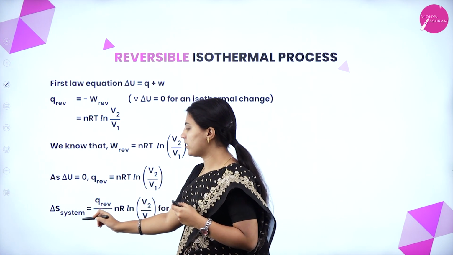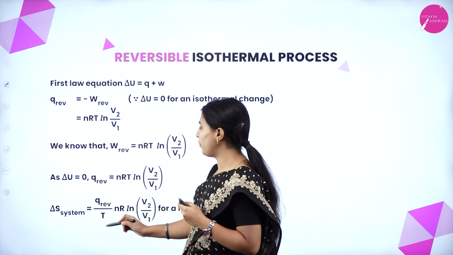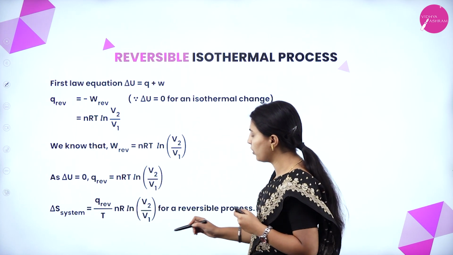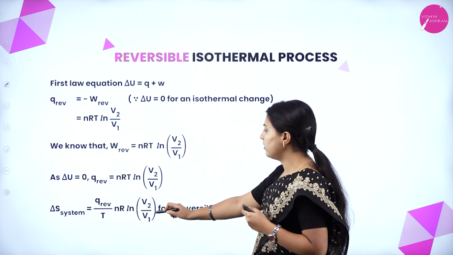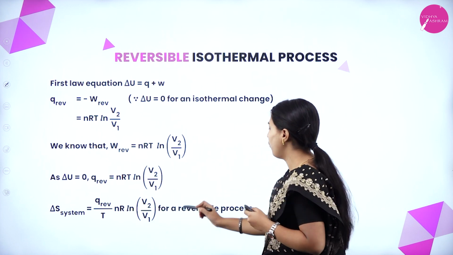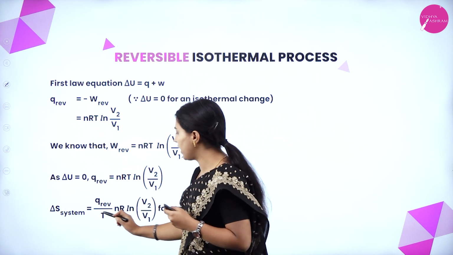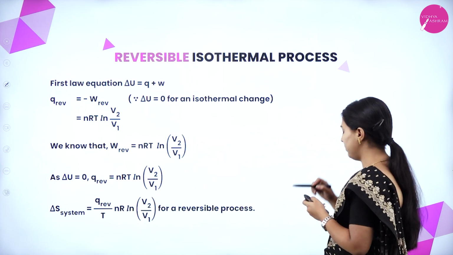Entropy change of the system is equal to Q reversible by T, which we also know is nR ln V2/V1 for a reversible process. This T has been cancelled here, so you need not write T there.